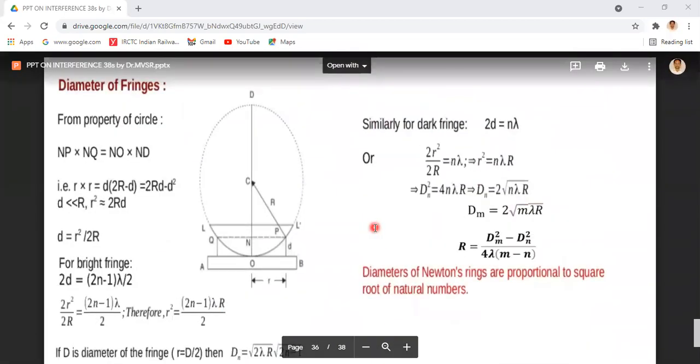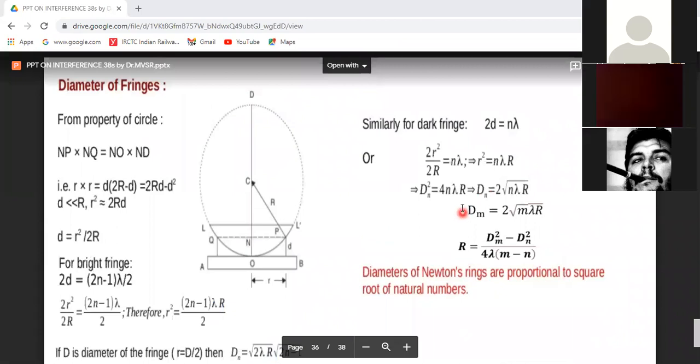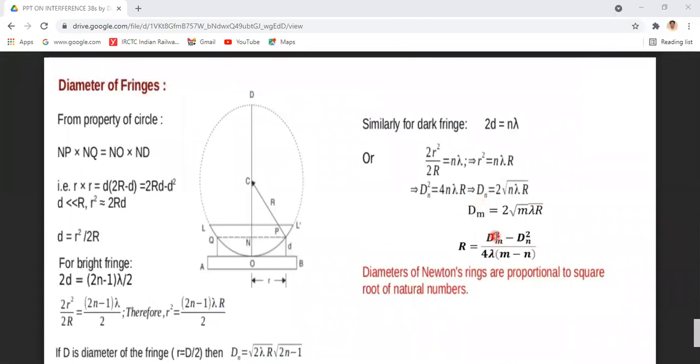So here, by subtracting these two, d square m minus d square n, d square m minus d square n divided by 4 lambda into m minus n. Here, you square it: d square n is equal to 4 n lambda R, and d square m is equal to 4 m lambda R. So subtract d square m minus d square n; when you subtract, 4 lambda is constant into m minus n into R, so 4 lambda R is constant into m minus n.